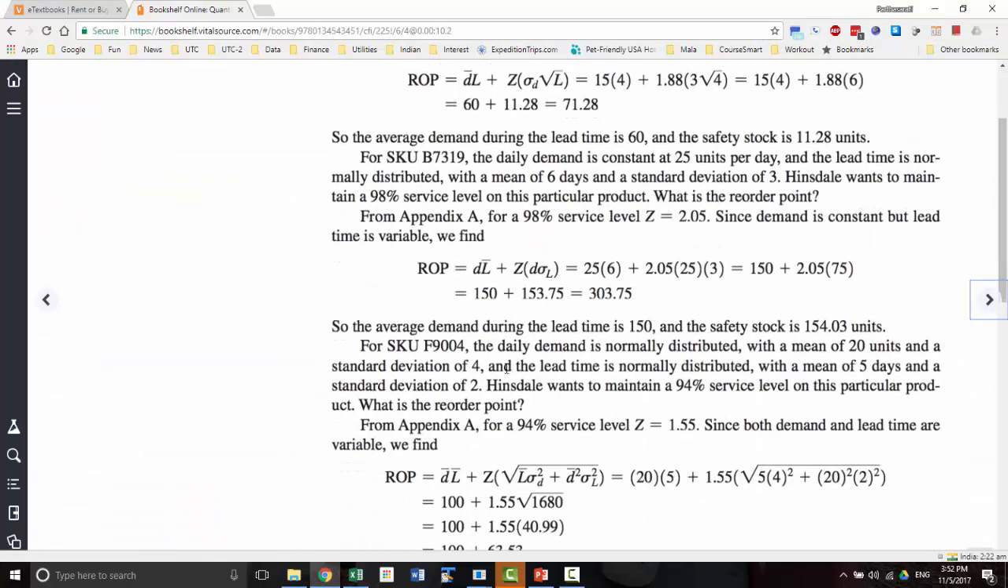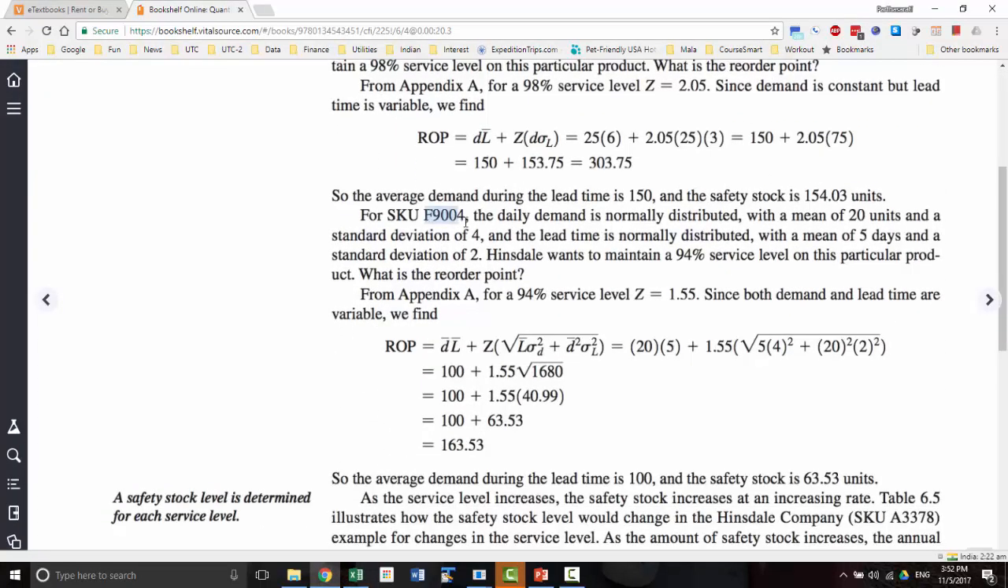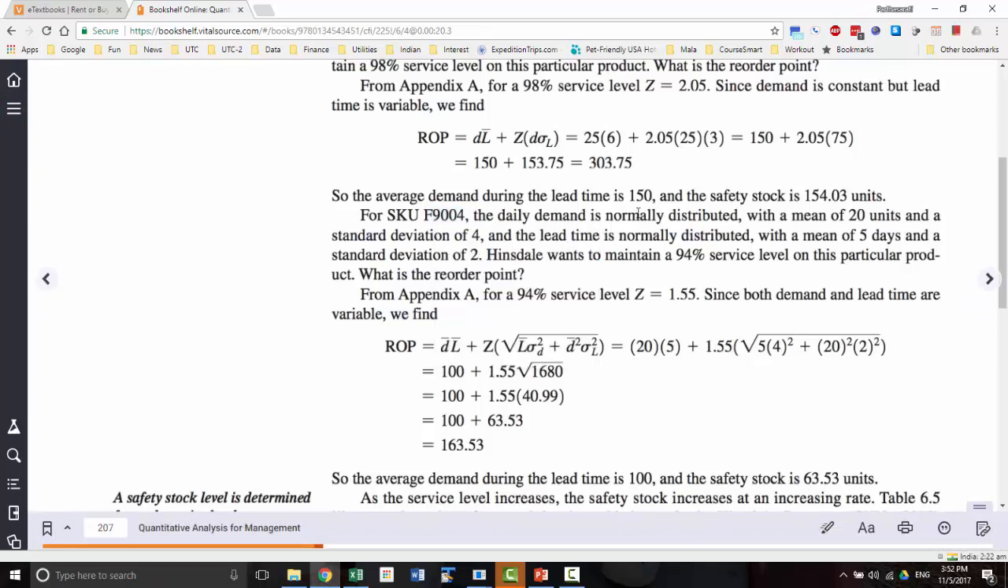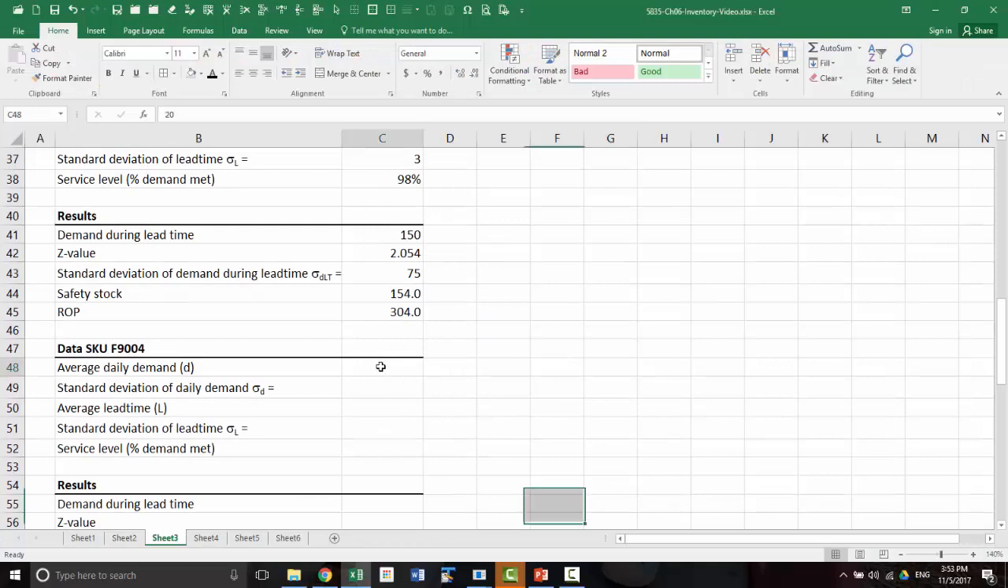Okay, then third one, F9004. The demand is normally distributed, mean of 20, standard deviation 4. Lead time is normally distributed, mean 5 days and standard deviation 2. And we want 94% service level. Okay, let's enter the values here.